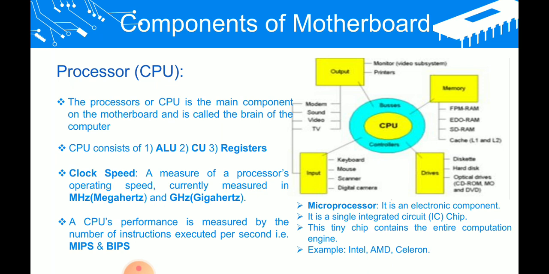Now, how does the CPU actually look? The CPU is a single integrated circuit chip. It is also known as a microprocessor. We say IC chip, so it is a small or tiny chip. It includes the entire computation engine that is required for the computer. Intel is the leading processor manufacturing company in the world, and there are other companies also, that is AMD and Celeron.